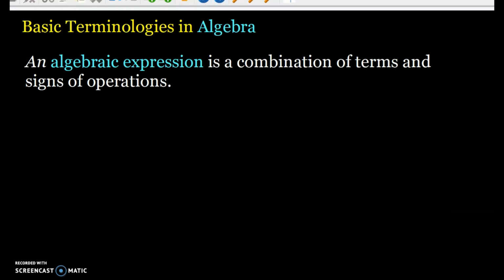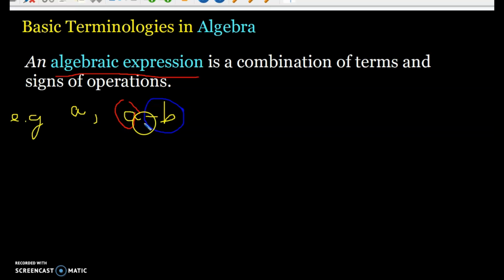The next terminology in algebra is what we call algebraic expression, and as defined, it is a combination of terms and signs of operations. Meaning to say, we now have a combination of terms. We can have one term only and you can go beyond one. Examples of this, we'll start with one term: a. You can also have a minus b, wherein you have two terms. If you are asked to identify the two terms, the first term will be a, and the second term will be negative b.